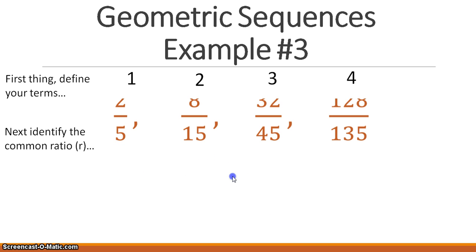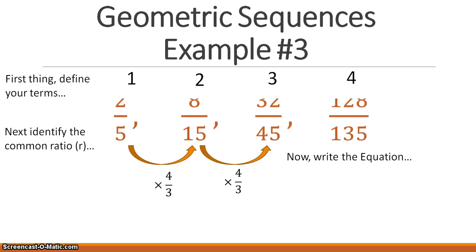Well, if I do the math, I see that from 2 to 8, I multiply by 4, and 5 to 15, I multiply by 3. 8 to 32, I can multiply by 4. 15 to 45, I'm multiplying by 3. So I know I'm multiplying by 4/3. That will be my common ratio. That is my r value. So I'm going to put it into the equation. A sub n is equal to a1 times r to the n minus 1, and I get 2/5 times 4/3 to the n minus 1.